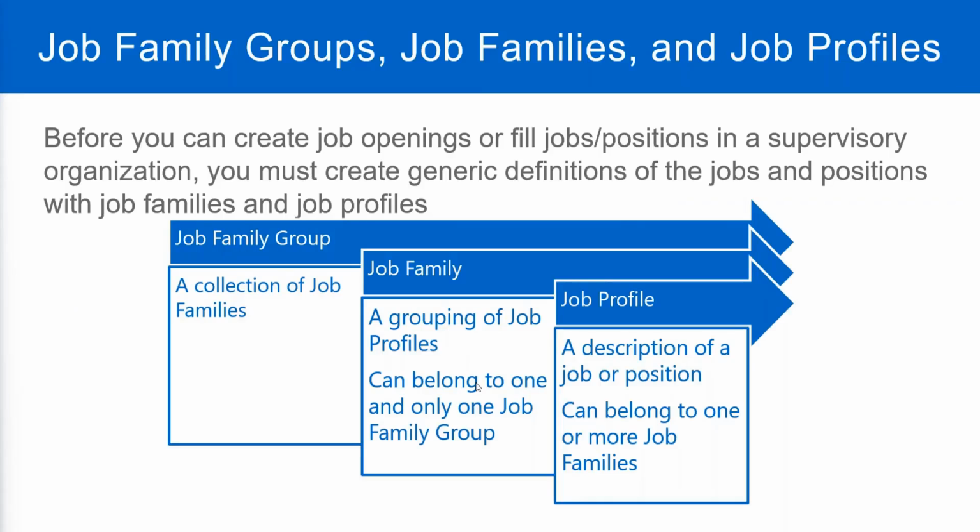So a job family is a grouping of job profiles, and one job profile can belong to one or more job families. Similarly, a job family group is a collection of job families. Many job families can be grouped together into a job family group. Now, the only difference in this relationship is one job family can belong to only one job family group. Okay, one job family can belong to only one job family group.